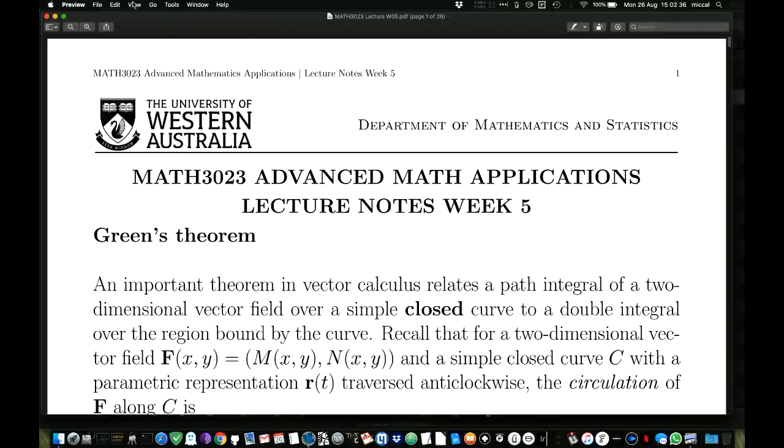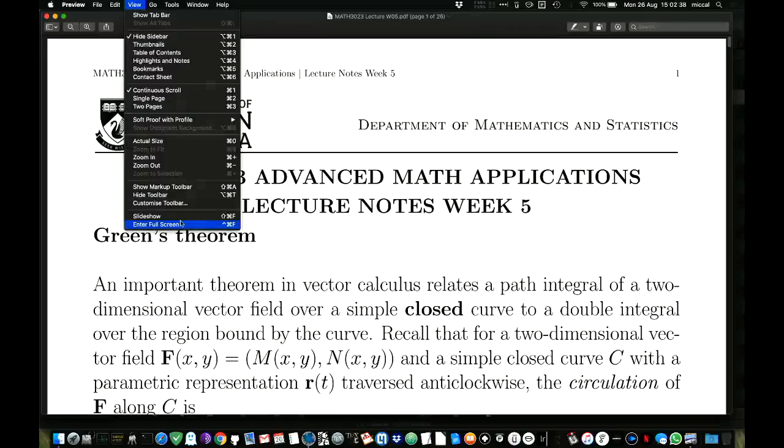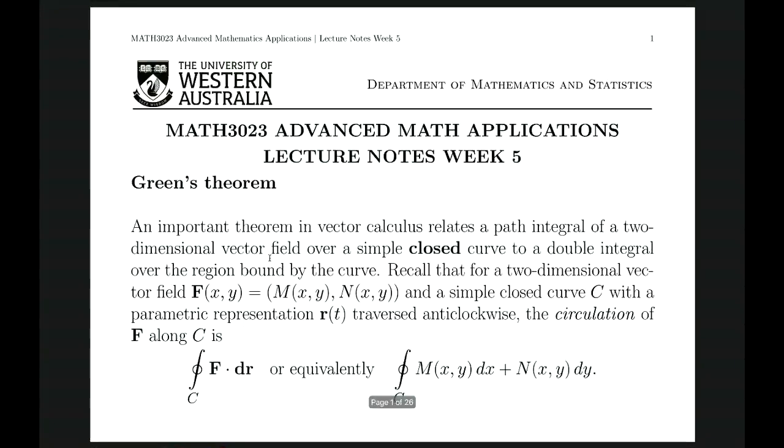All right, so what we're going to look at this week, the plan is that we're going to finish off all the stuff about vector fields this week, and then next week we'll start looking at something completely different, which is basically partial differential equations and Fourier series. So hopefully we'll finish everything off that we need for vector fields this week.